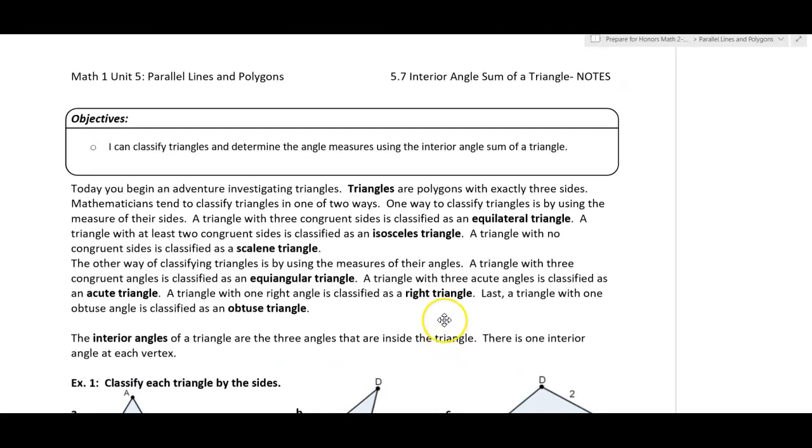Hello everyone. Now we're going to move away from parallel lines into interior angle sum of triangles. But before we get into interior angle sum of triangles, the first thing we're going to do is talk about how we classify triangles.